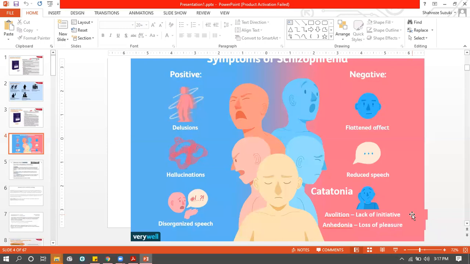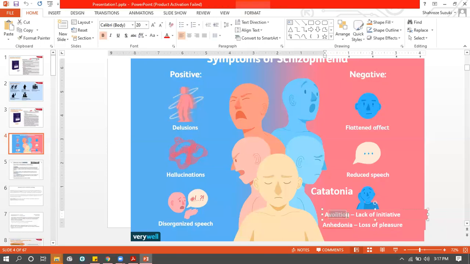Sometimes, again, for example, if you're thirsty, right? You're gonna get up and get a glass of water. You're gonna initiate things yourself. People with schizophrenia are not gonna initiate anything, right? So lack of initiation is known as avolition. So again, negative symptoms. Last thing is catatonia.